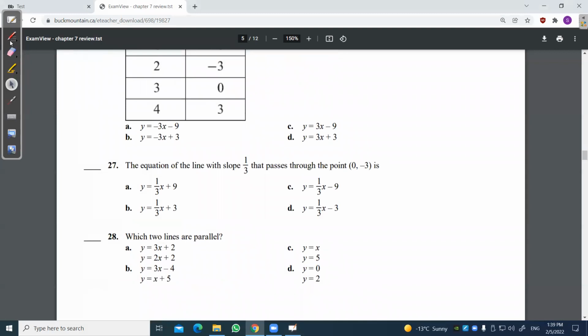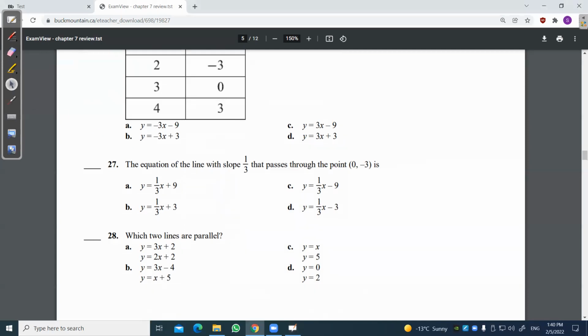27. The equation of a line with this slope that passes through this point. Again, they've given you the slope, you just plug it into this equation, right? What else have they given us? The y-intercept. Yeah, the y-intercept. So it's 1 over 3x minus 3. So option D for this one, okay? Whenever the x value is 0, that's the y-intercept.